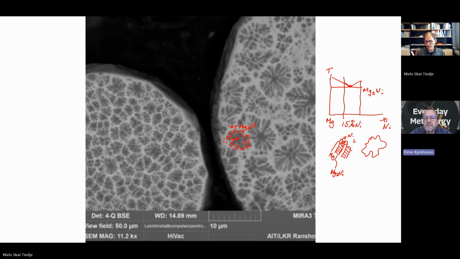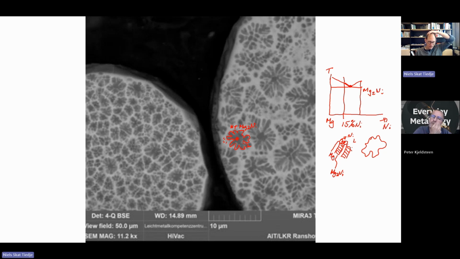Then I have a question, because I remarked that the dendrites, the tree, had different colors. Is that only due to orientation then? Because if it's pure magnesium, all of it should look the same. But why are some of them dark and some of them are light gray? Yeah.